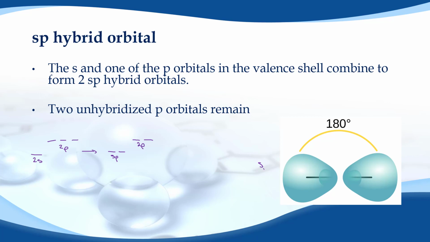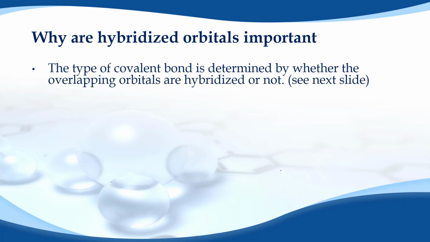Okay, so why are hybrid orbitals important aside from making it a little bit easier to bond? Well, the first thing is the type of bond that you form is determined by how the different orbitals overlap. In our next couple of slides, we're going to go over the two main types of covalent bonds that you're going to form and how they form depending on whether or not the orbital is a hybrid.